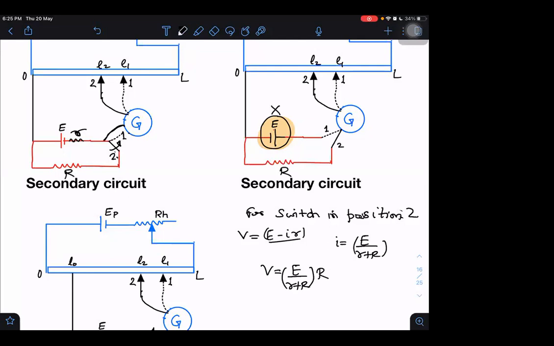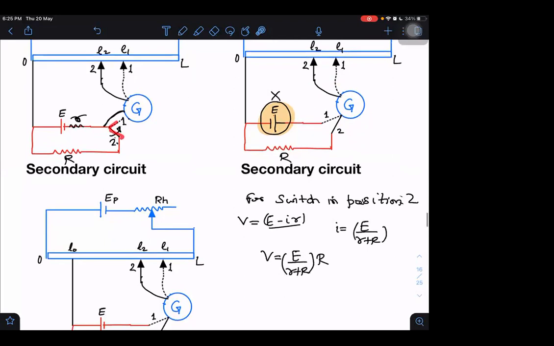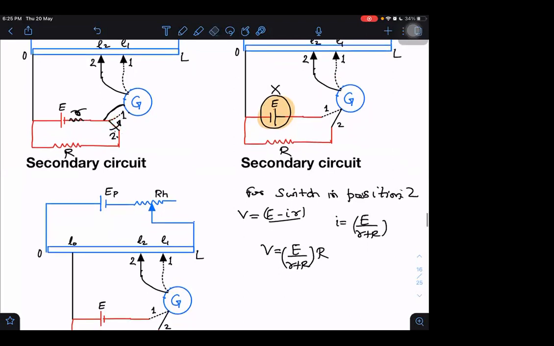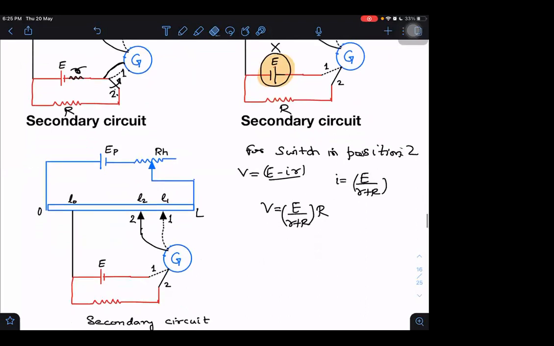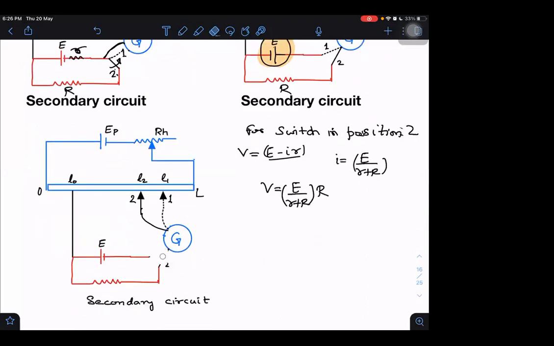This is R. Okay. So this right side diagram I'm not correcting here because otherwise also it was wrong only. So I'm not doing any correction here. This is the corrected diagram here. Okay. I have corrected this one. So same way, here also I will do the correction. I will connect the galvanometer.